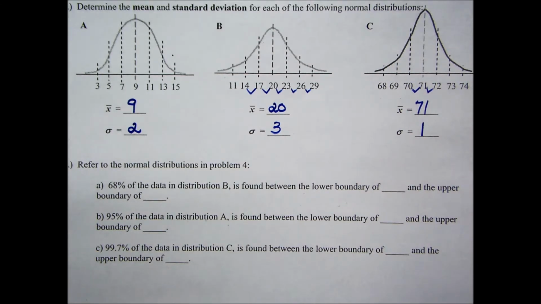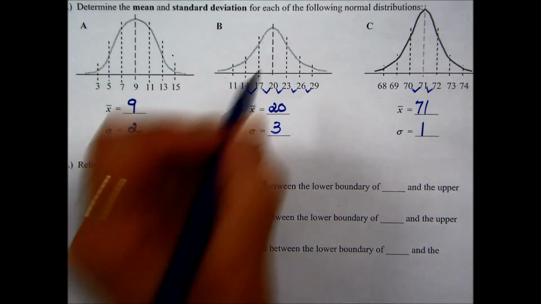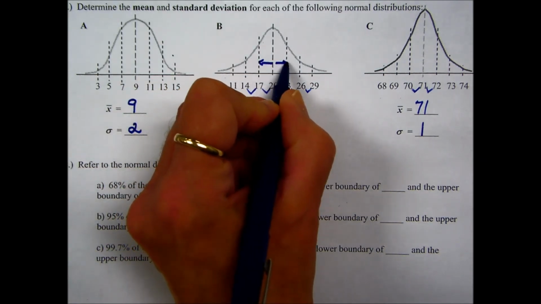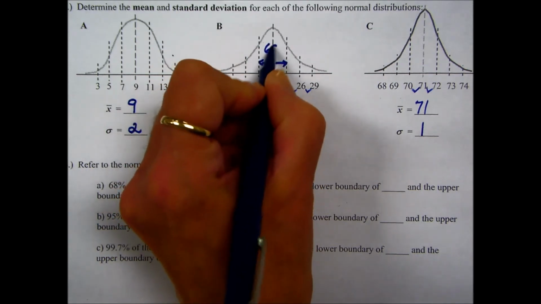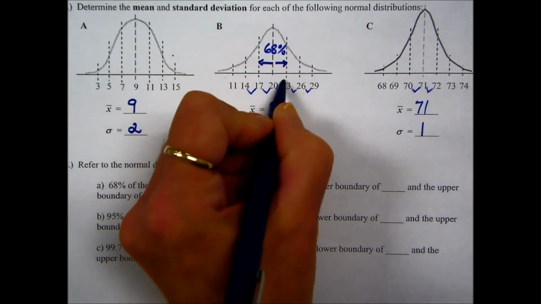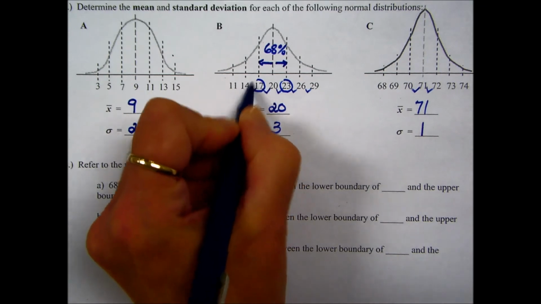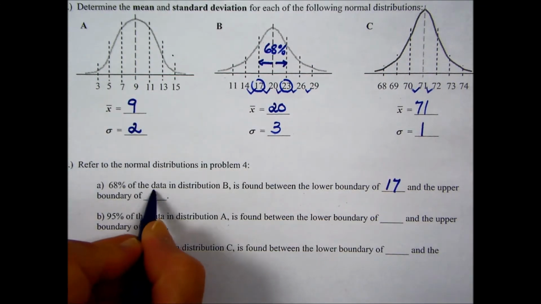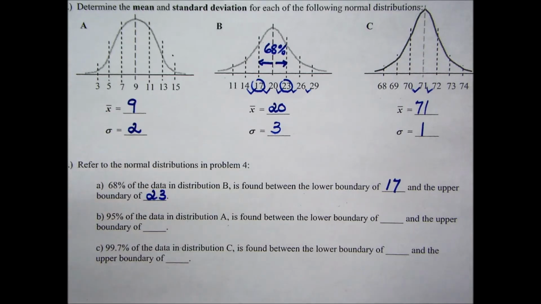In number 5, A asks us 68% of the data in distribution B is found between the lower boundary and the upper boundary of what? So we're in graph B. 68% is 1 standard deviation above and below, and they're asking us for those boundaries. So to answer this, the lower boundary would be 17 and the upper boundary is going to be 23.